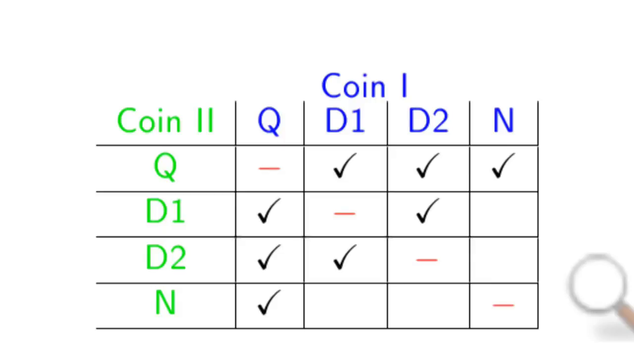All right, so what do I have to do now? I simply have to go outcome by outcome and see which ones give me more than 15 cents. Okay, well, anything that has a quarter in it is already 25, so it's going to give me more than 15 cents. And so all of these have check marks. Check mark corresponds to satisfies the condition: more than 15 cents.